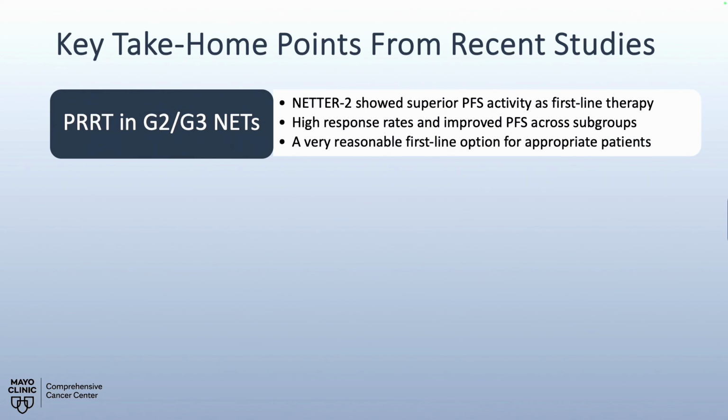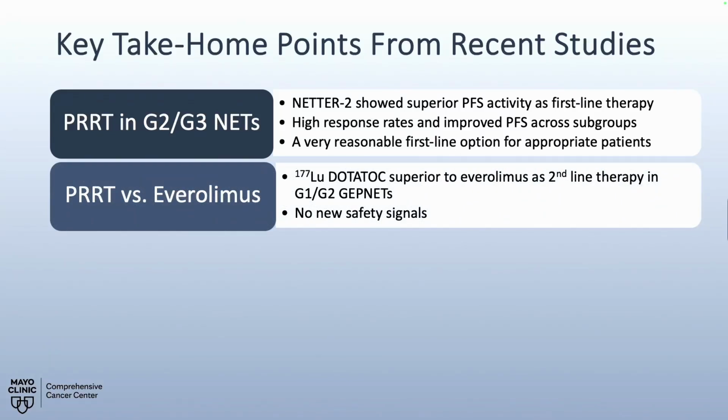But just to summarize all of this, PRRT in grade 2 and grade 3 NETs, we saw that in the NETTER-2, really effective, high response rates, very reasonable first-line option. If you have a well-differentiated grade 3 NET or a high grade 2, you can actually start with PRRT without going first on the octreotide or lanreotide. That is a reasonable choice. What about PRRT versus everolimus? We saw that in the COMPETE study. PRRT is more effective. That's actually lutetium edotreotide, which was superior to everolimus, and there were no new safety signals, as well tolerated as the other PRRT.